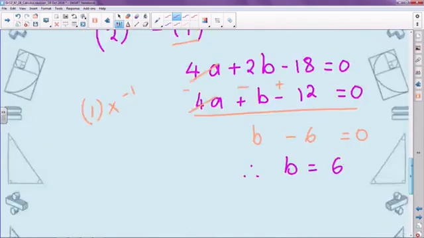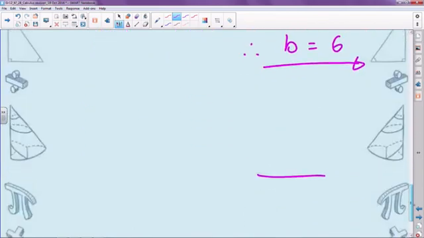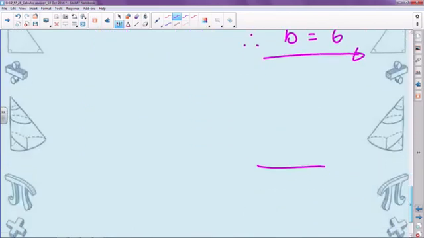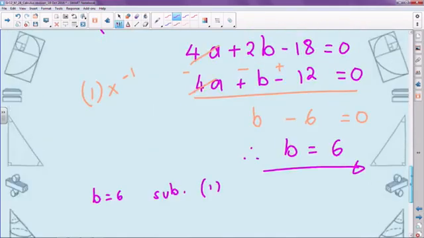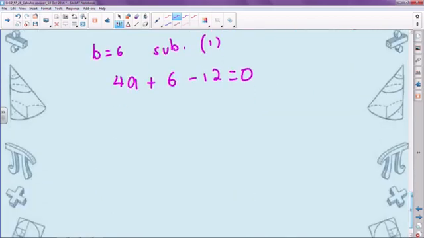They said, show that b was equal to 6, and they said show that a is equal to 3 over 2. Once you've got the value of b, you're going to substitute that now. So b is equal to 6, substitute that in either equation 1 or 2. I'm going to use equation 1 and solve for a. So we end up with 4a plus b, but remember b was 6, so I replace my b value with 6. Minus 12 is equal to 0. And I solve for a.